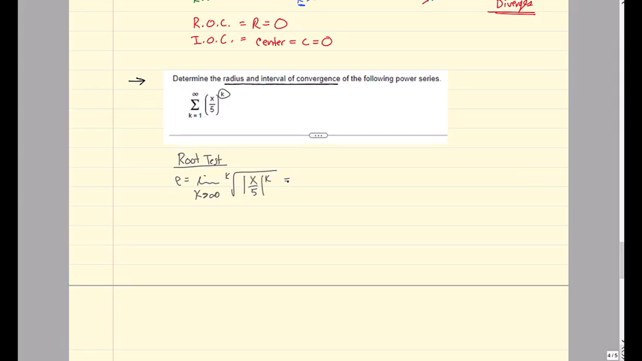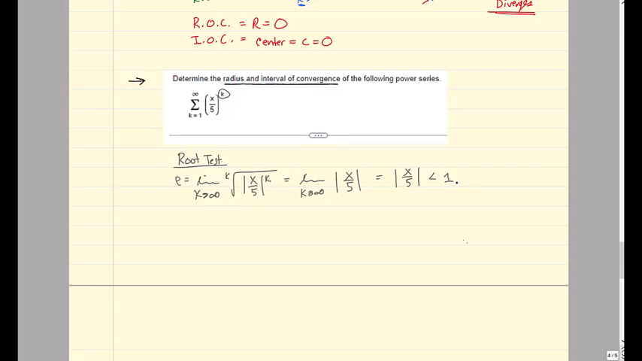Now what's happening here is the k power and the kth root cancel each other, and I'm just left with the limit as k approaches infinity of the absolute value of x over 5. Well, x and 5 are constants here. k is the variable, so I'm just left with the absolute value of x over 5. Now this I can force convergence with. So let's go ahead and force convergence here.